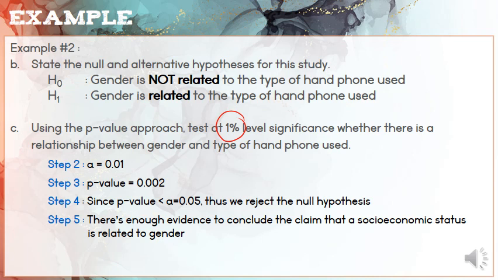So I guess that's all for hypothesis testing, and I think this is quite simple. Please make sure that you know how to find your expected frequency and also how to calculate your chi-square. So thank you everyone.